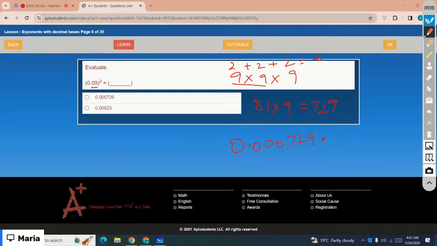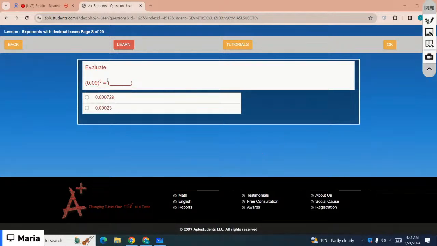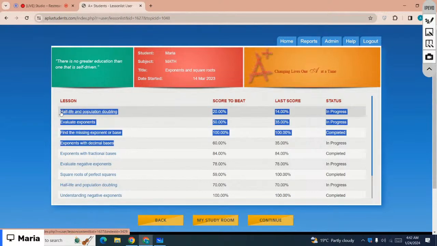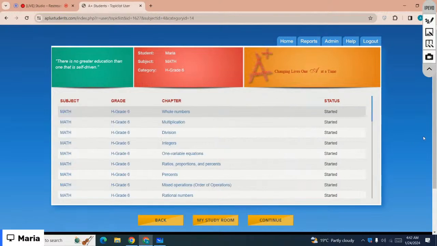Okay, you can complete the lesson by yourself later today. So we were working on grade 6 maths. The chapter we're working on is exponents and square roots. The lessons we have covered today are half-life and population doubling, evaluate exponents, find the missing exponent or base, and exponents with decimal bases. So please make sure before the next session you complete all the practice questions from the lessons we just did. That is your homework until next session, right?